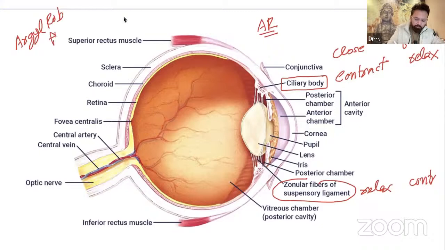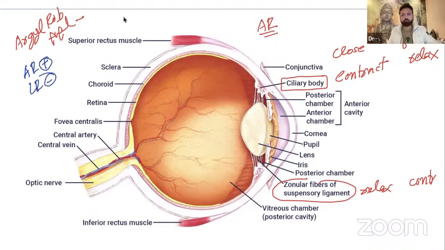Argyll Robertson pupil. Tell me, doctors. Very good. Accommodation reflex is present, and light reflex is absent. So if accommodation reflex is present but light reflex is absent, it is called Argyll Robertson pupil. And there are so many examples. One can be neurosyphilis. The thing is that the pathway is damaged: Edinger-Westphal nucleus, whatever the pathway we discussed, that is damaged.